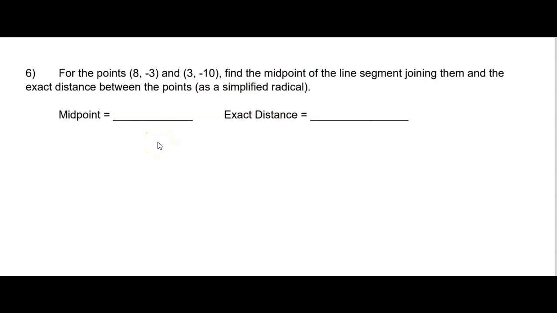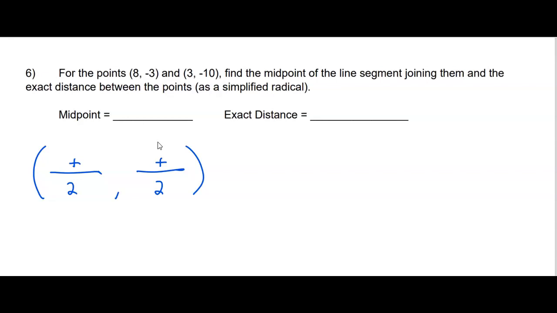For the points (8, -3) and (3, -10), find the midpoint and the distance between them. All right, now first off, the formula for the midpoint. It's a point. You add up and divide by 2. That's the basic structure of the midpoint formula.